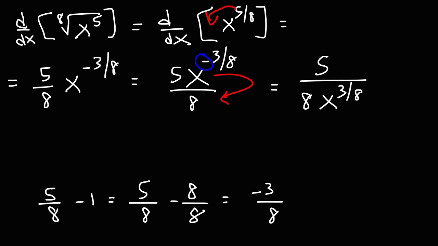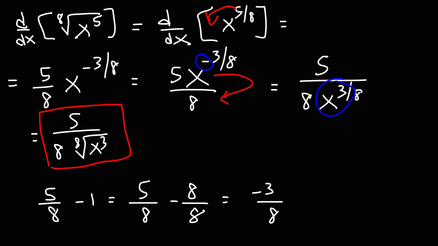Now the next thing we're going to do is convert the exponential fraction back into its radical form. So x to the 3/8 is the same as the 8th root of x cubed. And we're going to leave the answer like this. Now if you want to, you could rationalize the denominator, but that's a whole other topic. I'm going to leave the answer in this form.